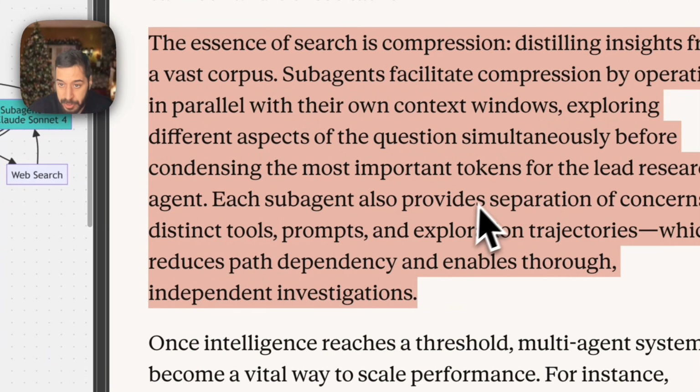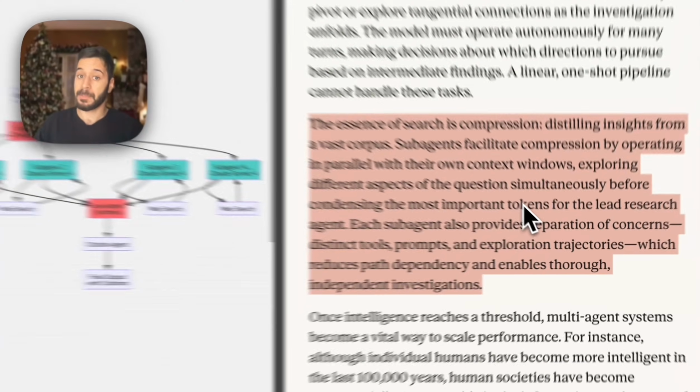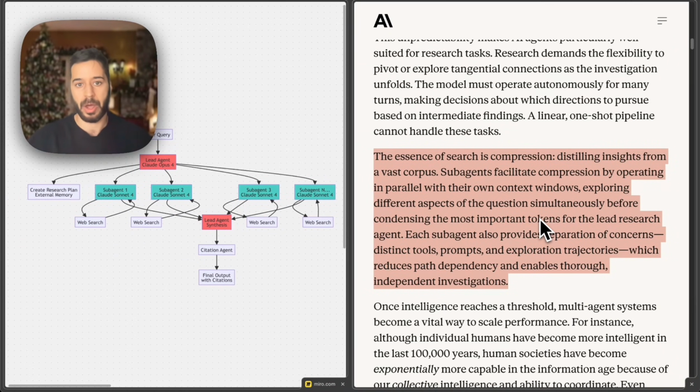Okay, so the essence of search is compression. This is also a very good point. When you're doing research in general, you are compressing a huge corpus of information on the internet and you are distilling this information and trying to get the most out of it.